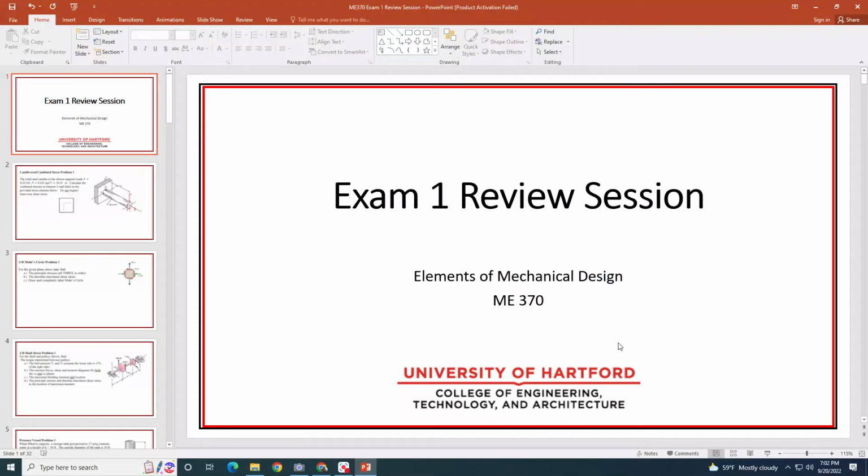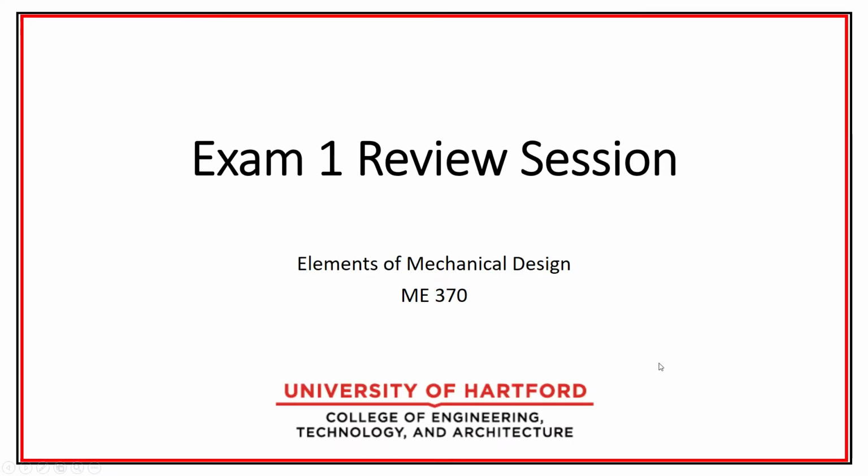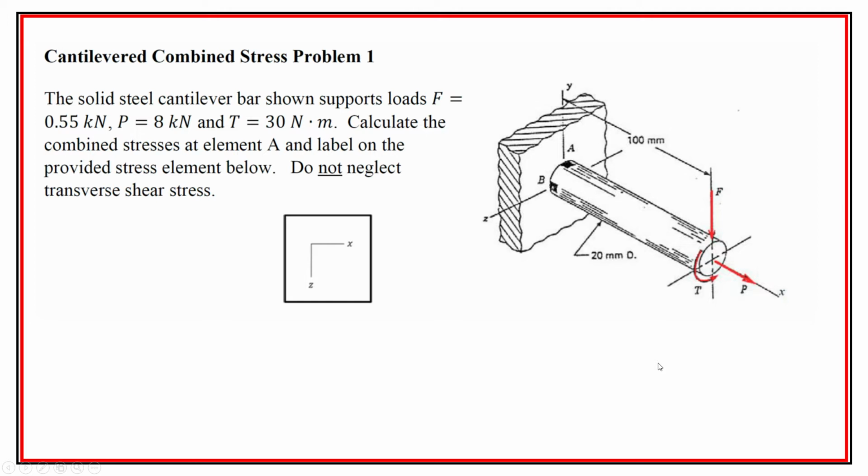I think it's the first problem in the review. On the review, you see on this one, it asks us to find the combined stresses on element A, while usually in class, we've done the ones with element B, or for homework we've done element B. What are the main differences in terms of finding the combined stresses?